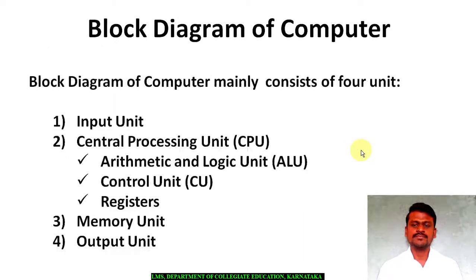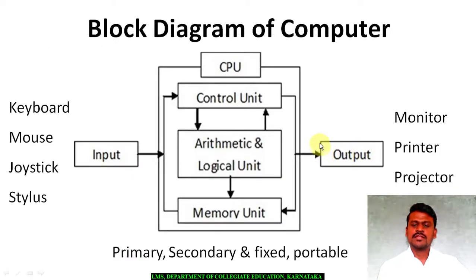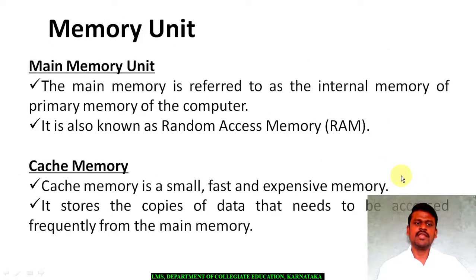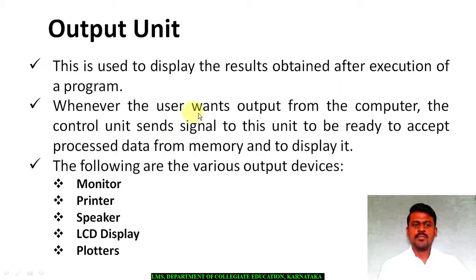You can see that here, whenever any output needs to be shown in these kinds of output units, the control unit will send the signal to some of these output units to display the processed data, which was processed or calculated within this CPU, in the monitor or in the printer or in the projector. So that is the meaning of this point.